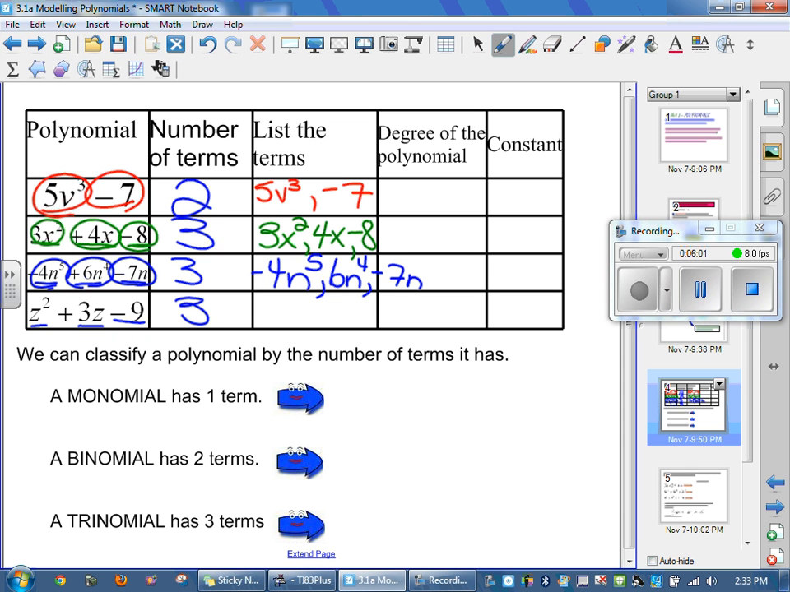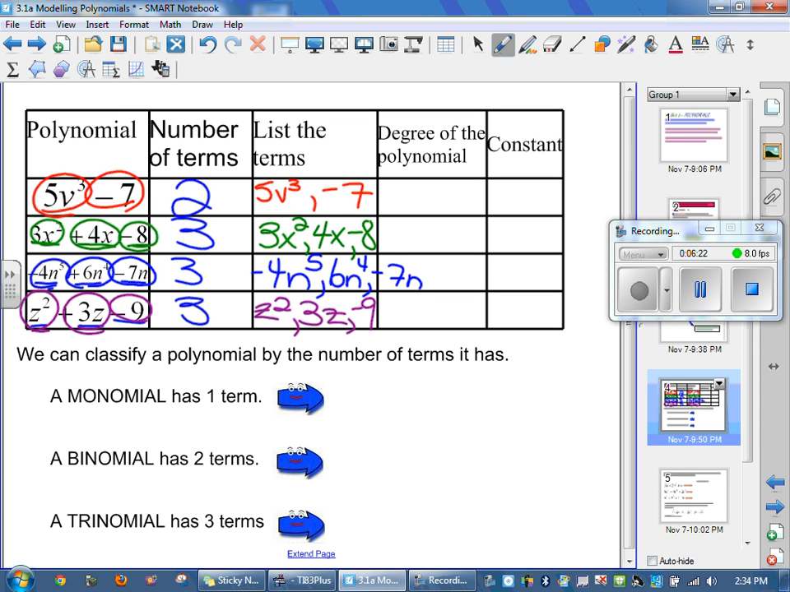We take a look at the last one. Our very last one. We have z squared is our first term. We have a 3z, our second term. And our last term is a -9. Okay, so 3 terms. Now what we want to do is find the degree.